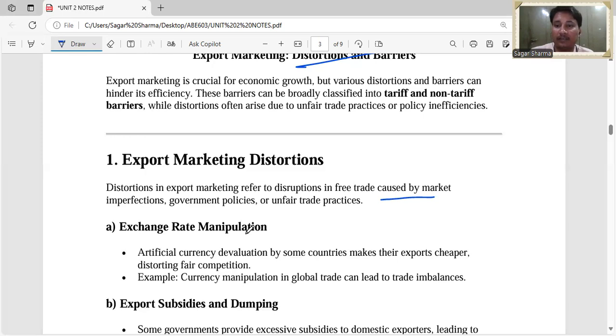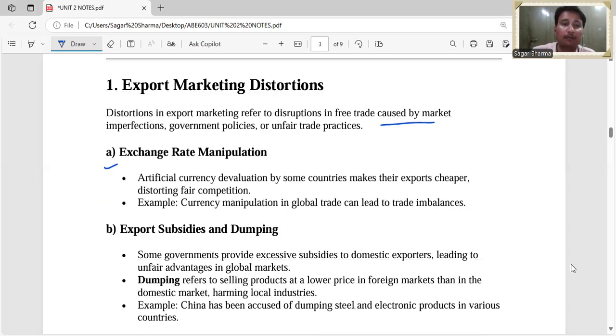There are various types of distortions that you can face in export marketing. First is exchange rate manipulation. There is artificial devaluation of the currency by some countries, which makes their exports cheaper, distorting fair competition. Currency manipulation in global trade can lead to trade imbalances. So exchange rate manipulation is one of the distortions.